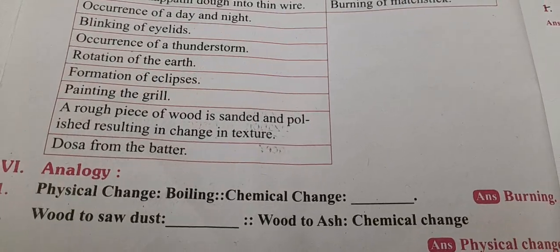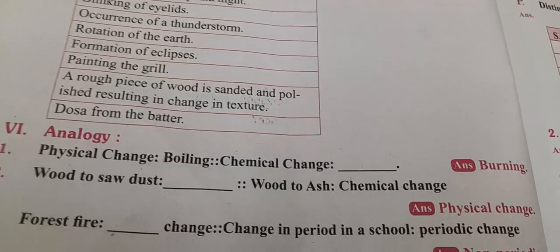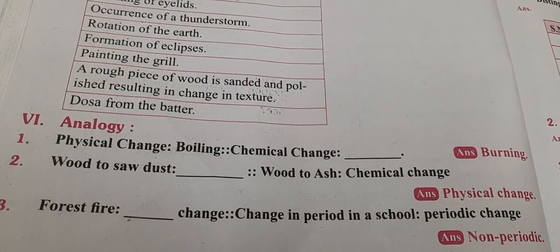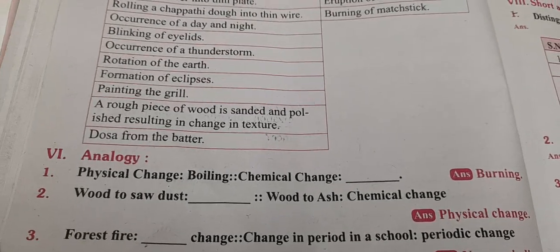Sixth one, analogy. Physical change, boiling; chemical change, burning. Wood to sawdust, physical change. Wood to ash, chemical change. Forest fire, non-periodic change. Change in the period in school, periodic change.